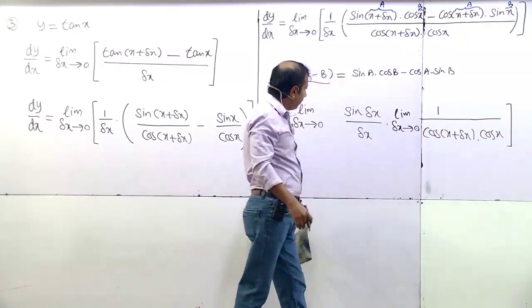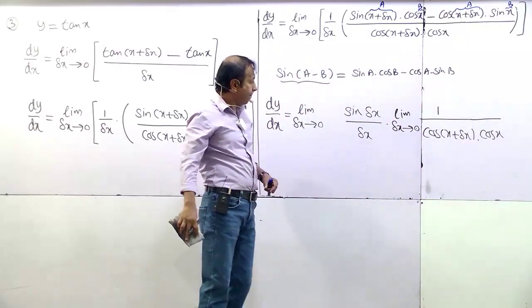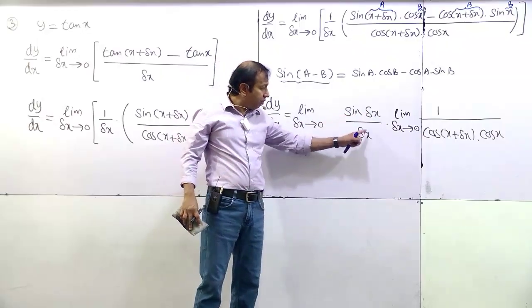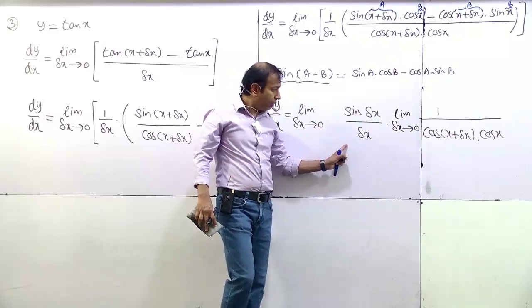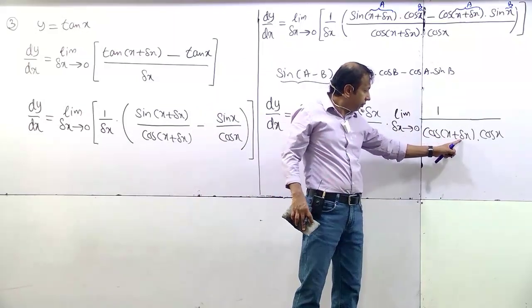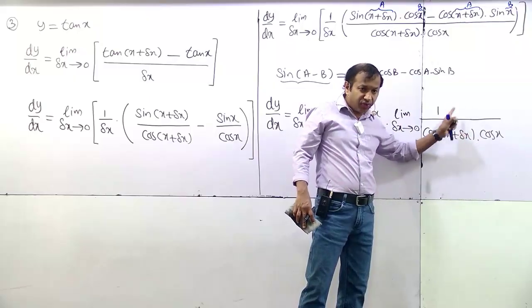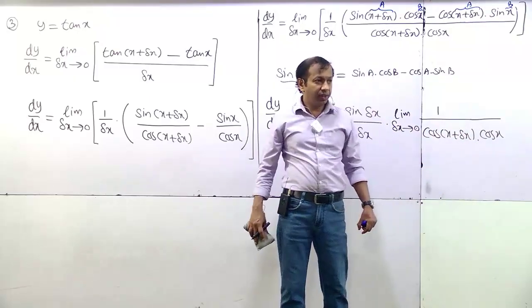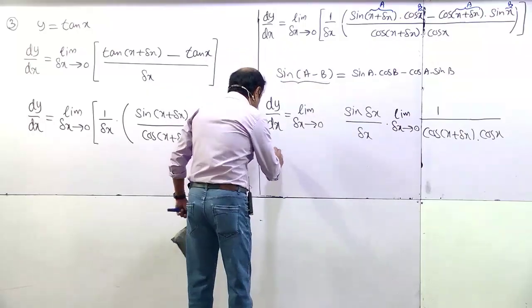Right. Now see what happens. Sin delta x upon delta x, as delta x goes to 0, what is this? This is 1. Once you put delta x as 0 here, we get cos x here, cos x here. What is that? Cos squared x. 1 over cos squared x. What is that? It is sec squared x. Understood? Right. Then we can write that answer too.